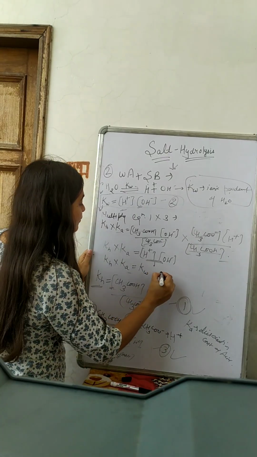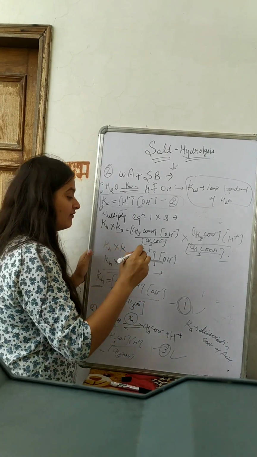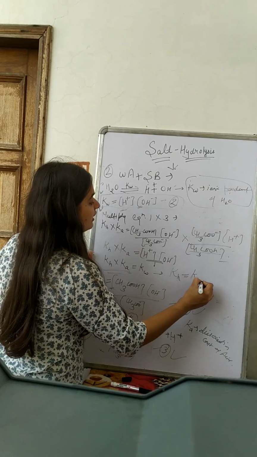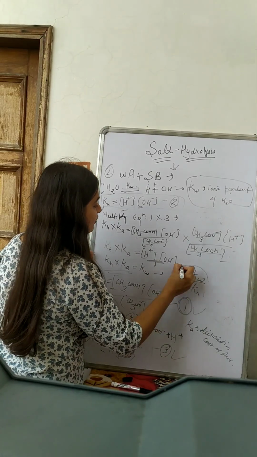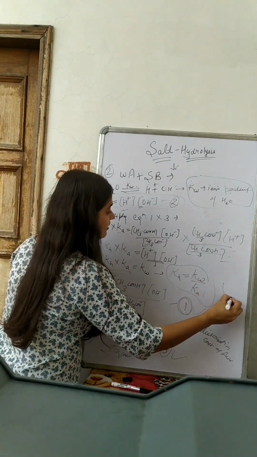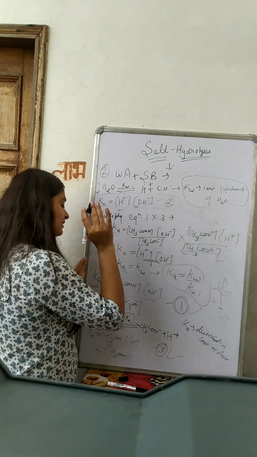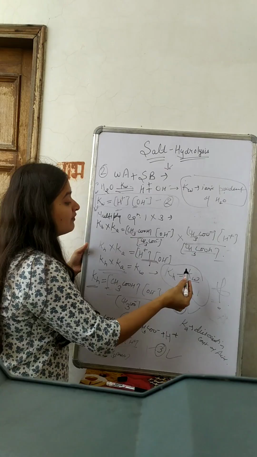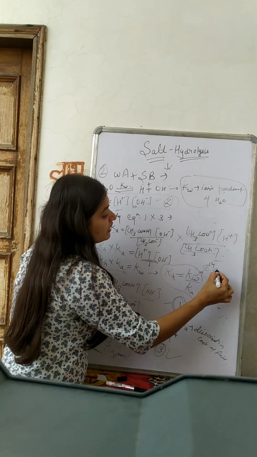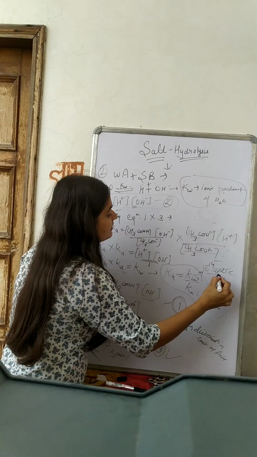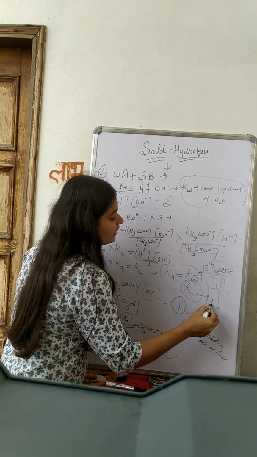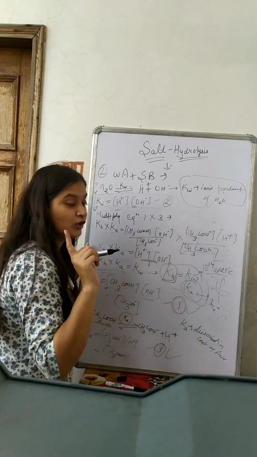Okay. So we can rearrange the equation and we can also write that Kh is equal to Kw by Ka. This is the main formula, and we have to remember that. The value of Kw is 10 to the power minus 14 at 25 degrees Celsius, and in questions the value of Ka is given, so we can easily calculate the value of Kh.